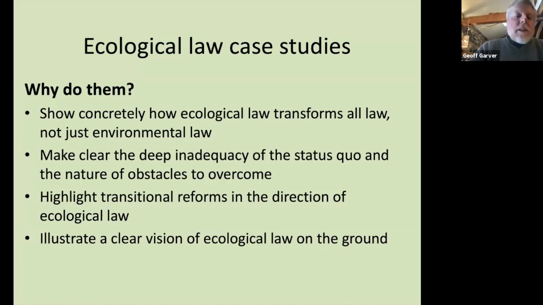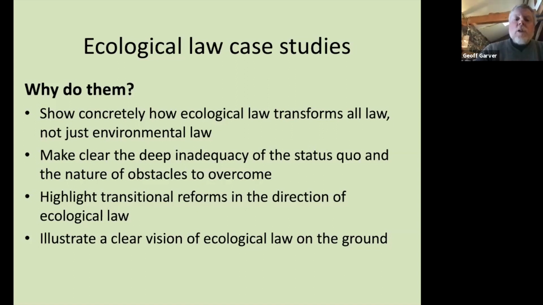Another thing is to make clear the deep inadequacy of many aspects of the status quo and the nature and difficulty of several of the obstacles to overcome. Some aspects of ecological law may be more readily implemented compared to the status quo, but certainly some of the more deep-seated concerns that ecological law is trying to address will take a longer time. So putting ecological law into these real-world contexts should help to illustrate the depth of those challenges.